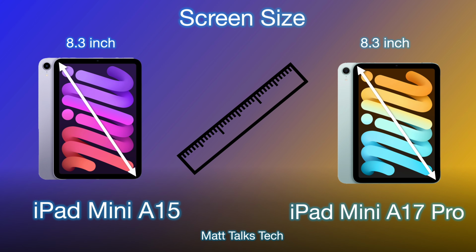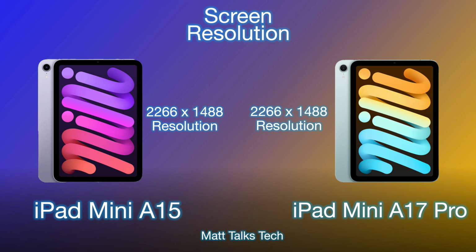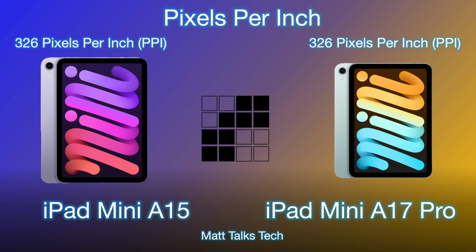There's no difference whatsoever in size, and that also means the same in screen resolution. The screen resolution is still very good for the size of this iPad, so it comes in at 2266 by 1488 for the resolution on both these iPads. And what this basically means is that for pixels per inch, or PPI, we're getting 326 pixels per inch, which is very good for a device this size. This is even more pixels per inch than the likes of, say, an iPad Pro, for example.